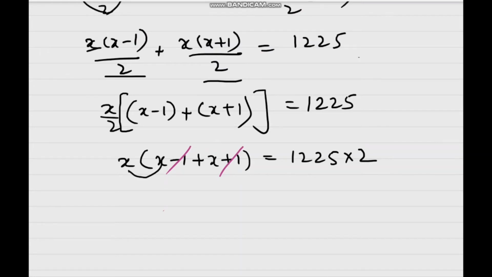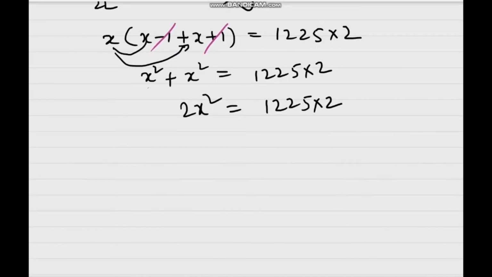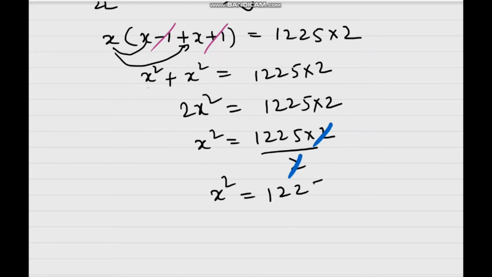x into x will give you x square. Now plus again x into x will give you x square is equal to 1225 into 2. So 2x square is equal to 1225 into 2. From here you can say that x square is equal to 1225 into 2 by 2. So x square will be equal to 1225 into 2 by 2. Again this 2 and 2 will get cancelled. So you will be left with x square is equal to 1225.